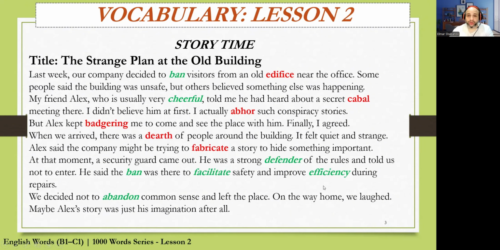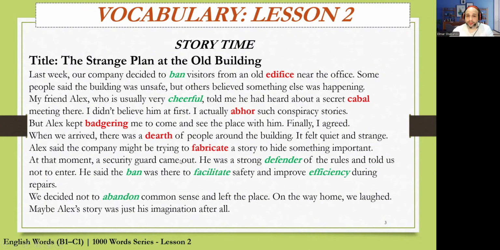So pay attention to how the words are used here. An old edifice, a secret cabal meeting, kept badgering me. There was a dearth of people, might be trying to fabricate a story. And the green ones are from lesson one.